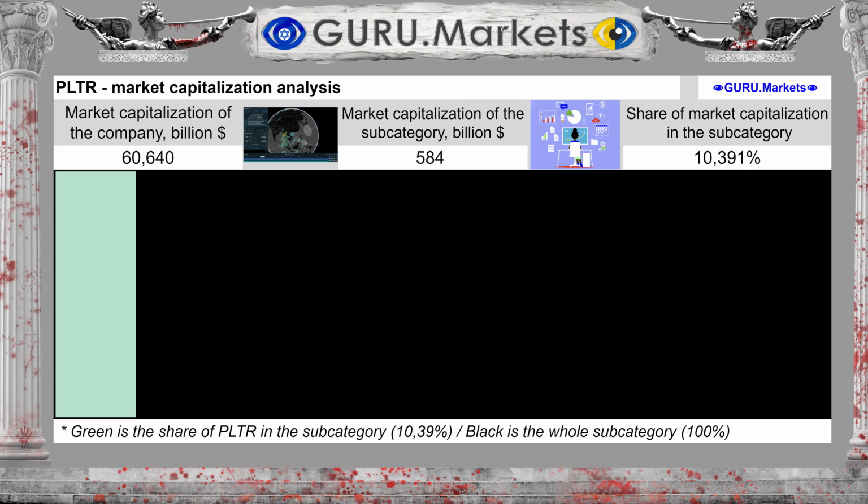So here we go. Market capitalization of the company Palantir Technologies Inc. is valued at $60.64 billion. And the market capitalization of the subcategory is $584 billion. Palantir Technologies, PLTR, accounts for a share of 10.391%. It is one of the large companies in the subcategory.